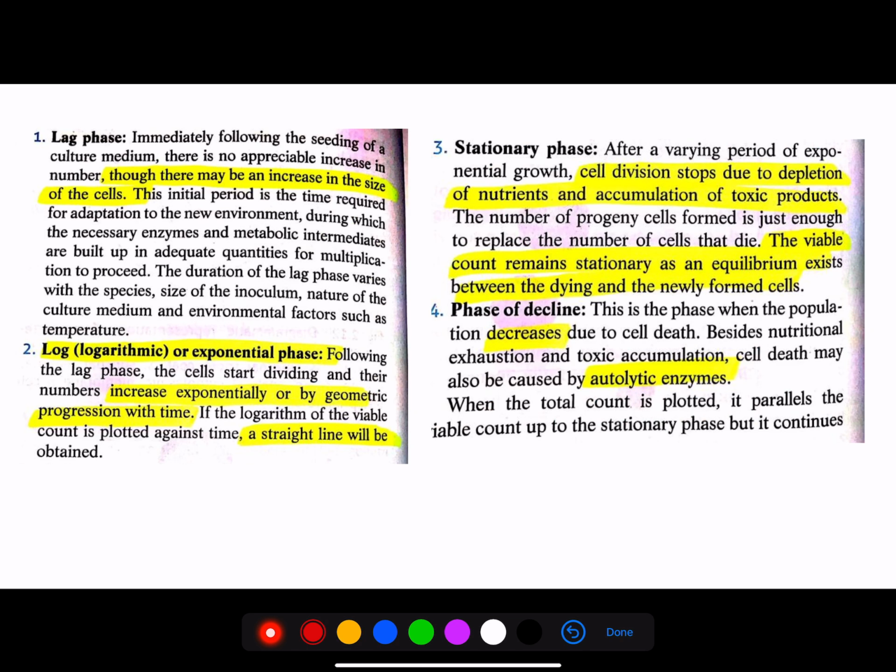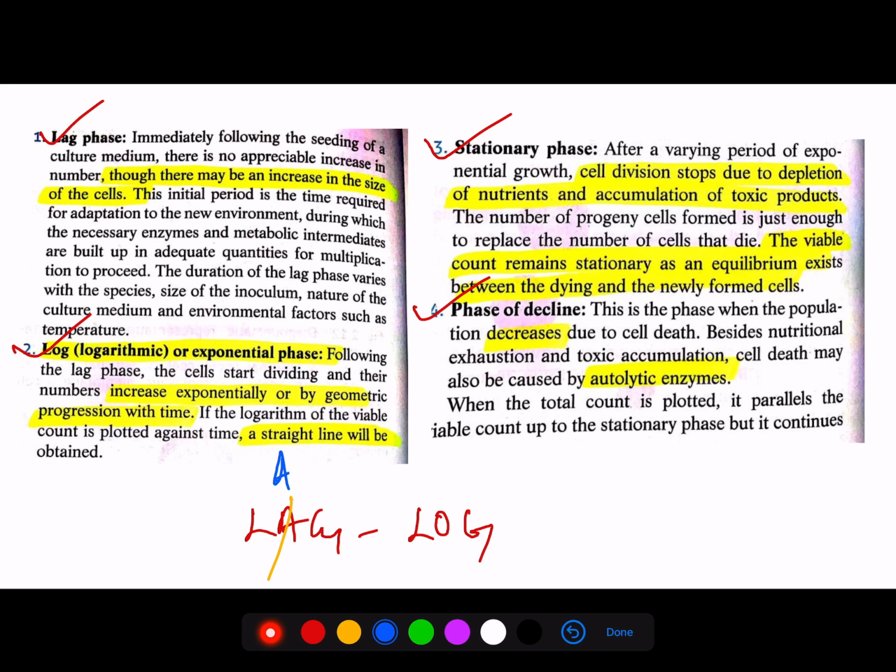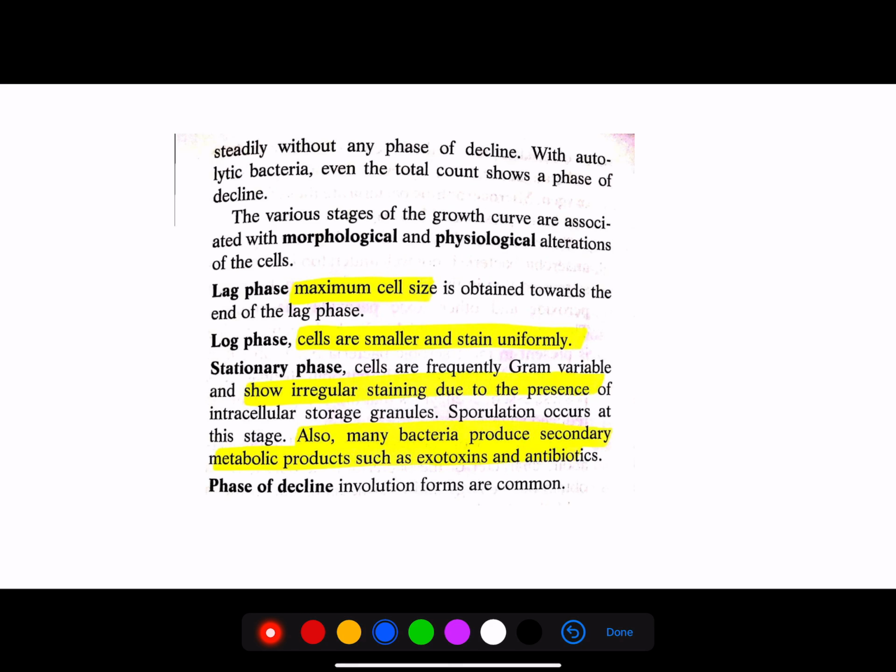Then comes the stages of your bacterial growth curve, that is lag, log, stationary, and phase of decline. So LAG, LOG, A comes first. Most of us will get confused whether it is log or lag. A comes first, LAG comes first, followed by LOG. So important points: in the lag phase, the maximum cell size is obtained towards the end of the lag phase.